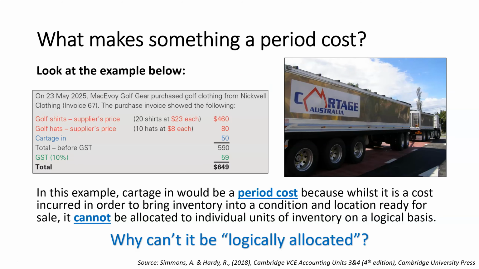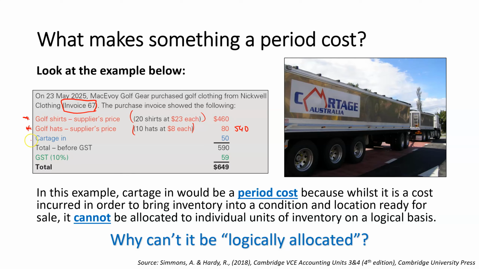This example has been taken from the Cambridge VCE Unit 3 and 4 text, and it is similar to the one that we used for product cost, where we have purchased some items from McAvoy Golf Gear. You can see that we've purchased some golf clothing, some golf shirts and some golf hats. We did this on credit because it's invoice 67. We purchased 20 shirts at $23 each and 10 hats at $8. That total came to $540 of items that we've purchased.